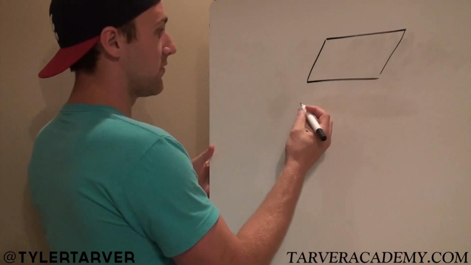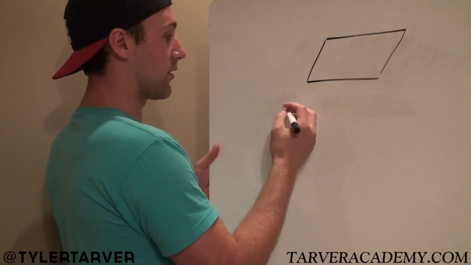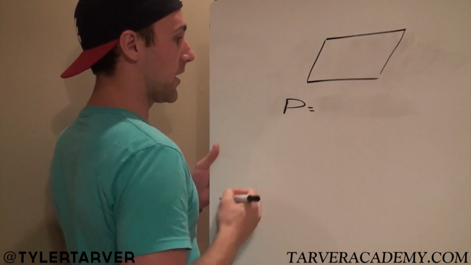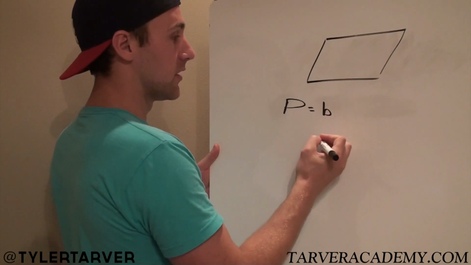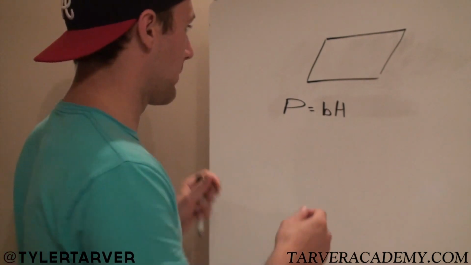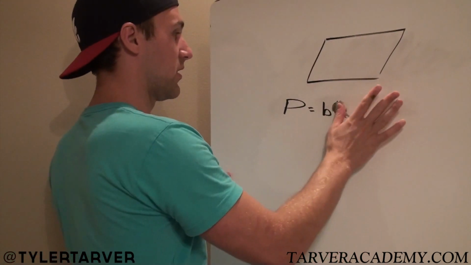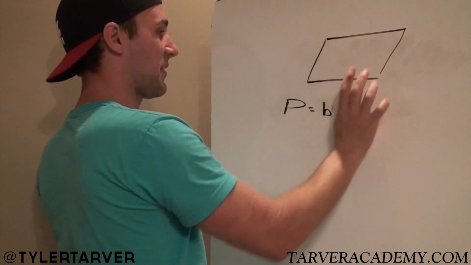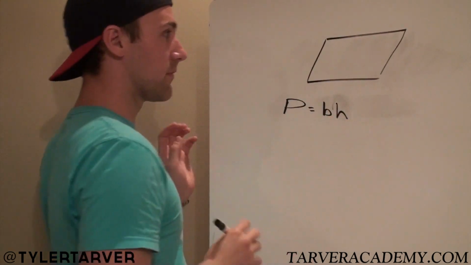Okay, the formula for the area of a parallelogram, big P, equals our base times our height. Okay, now I don't know why I made that a capital H. That's what I was just checking on. Oh, come on, marker. Okay, base times height. All right.